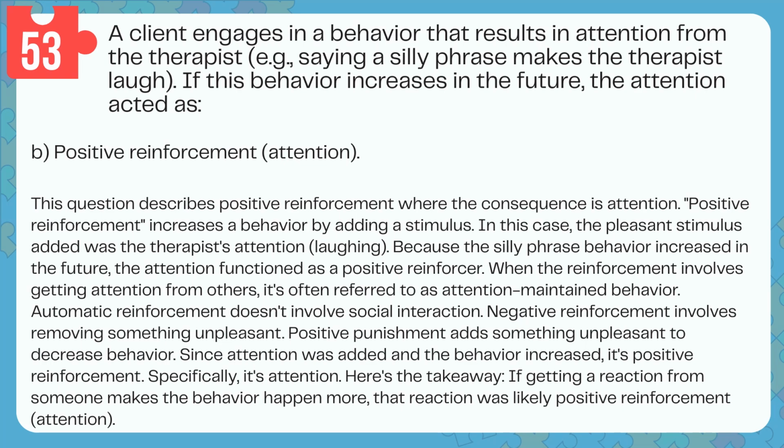Automatic reinforcement doesn't involve social interaction. Negative reinforcement involves removing something unpleasant. Positive punishment adds something unpleasant to decrease behavior. Since attention was added and the behavior increased, it's positive reinforcement. Specifically, it's attention. Here's the takeaway. If getting a reaction from someone makes the behavior happen more, that reaction was likely positive reinforcement.